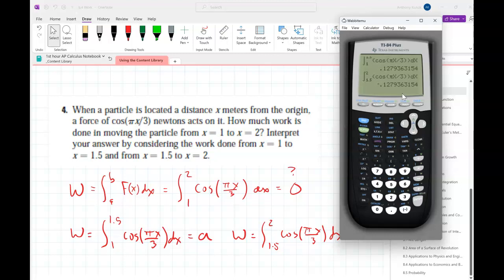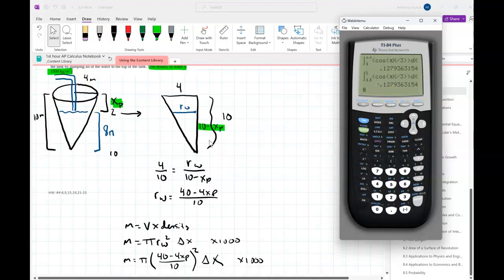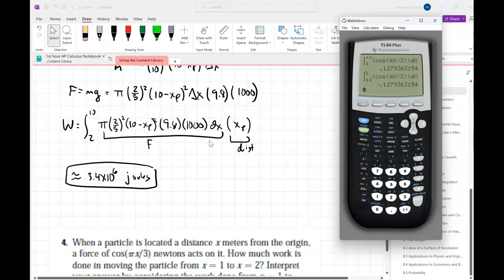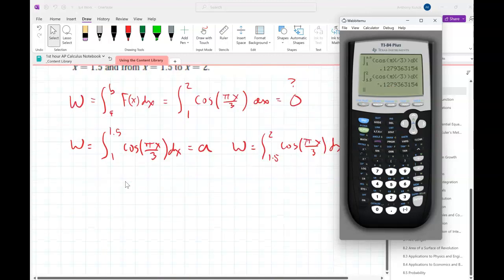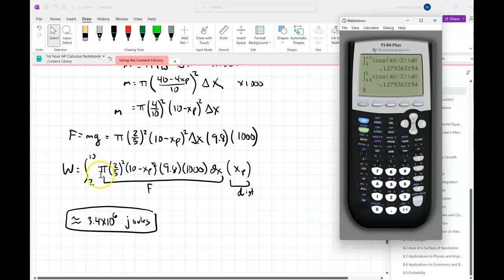Wait, Jacob, sorry. The one we were doing is like an example. It's right above this one. How is it only 3 joules? Oh, it's 3.4 times 10 to the 6th. Yeah, it's like a million joules. When I plugged it in, I got like 8 million. Maybe I plugged it in wrong. I don't know.